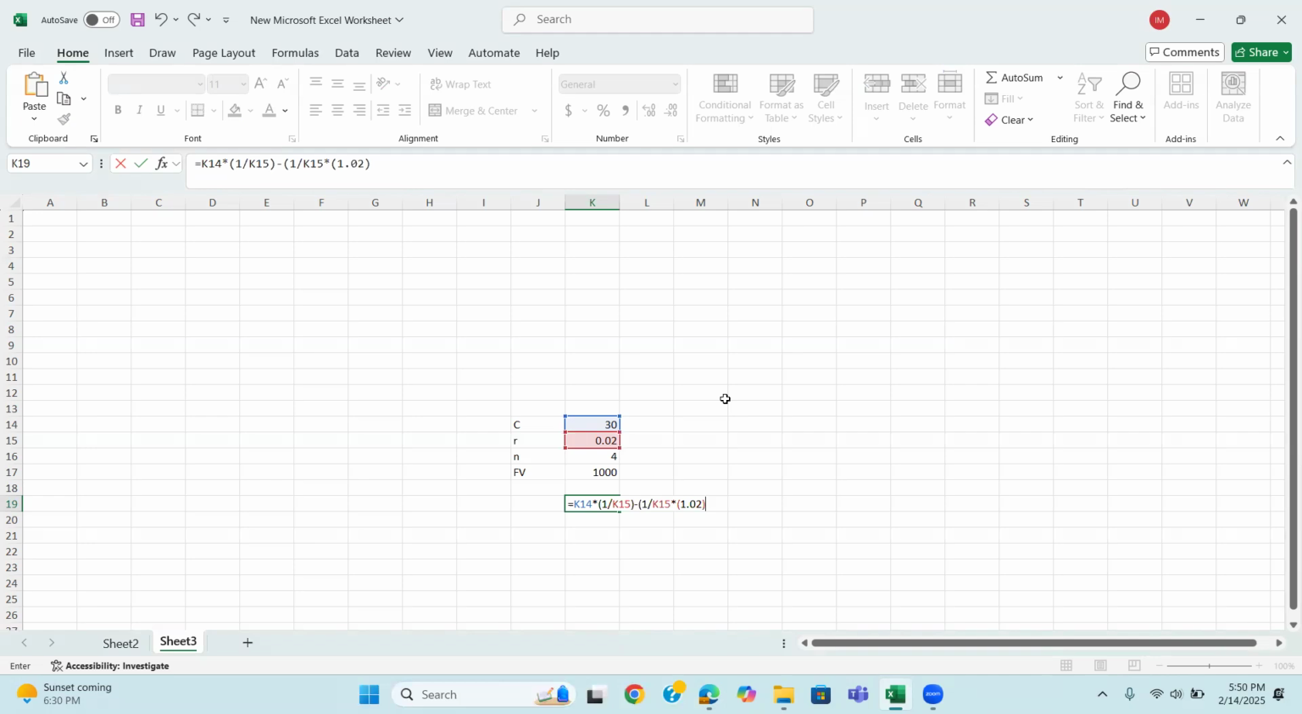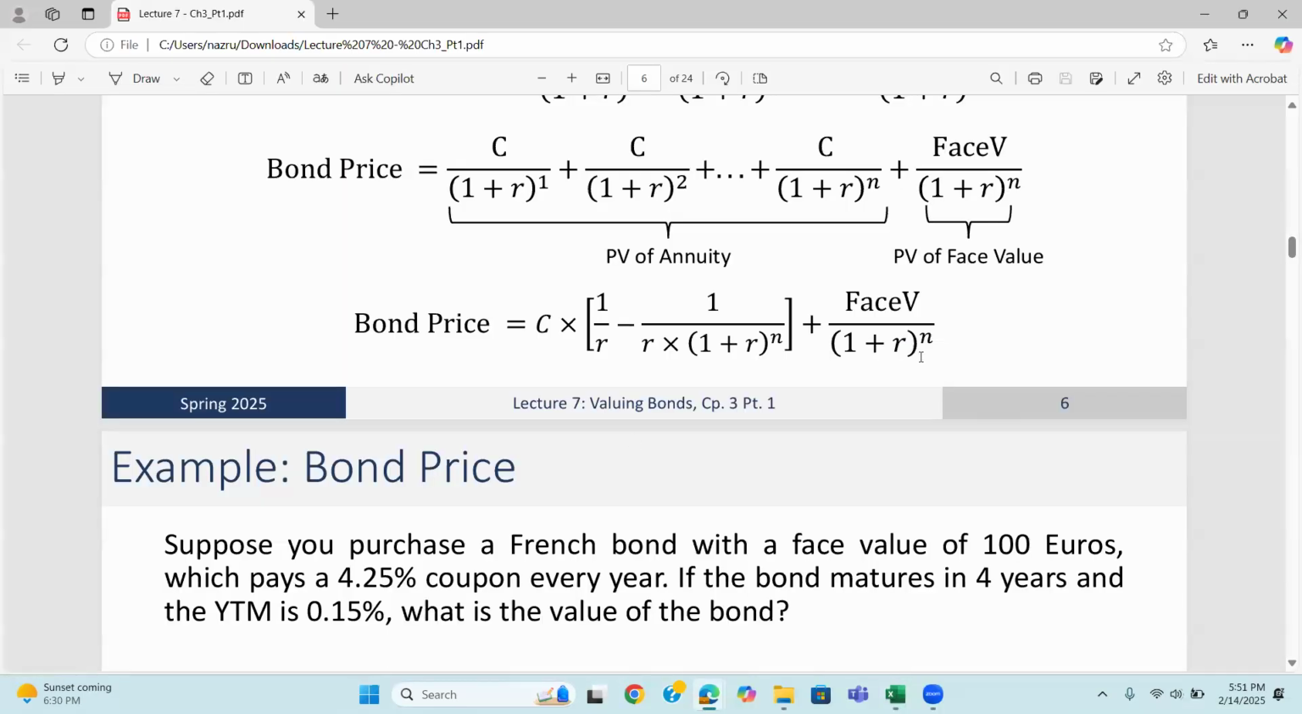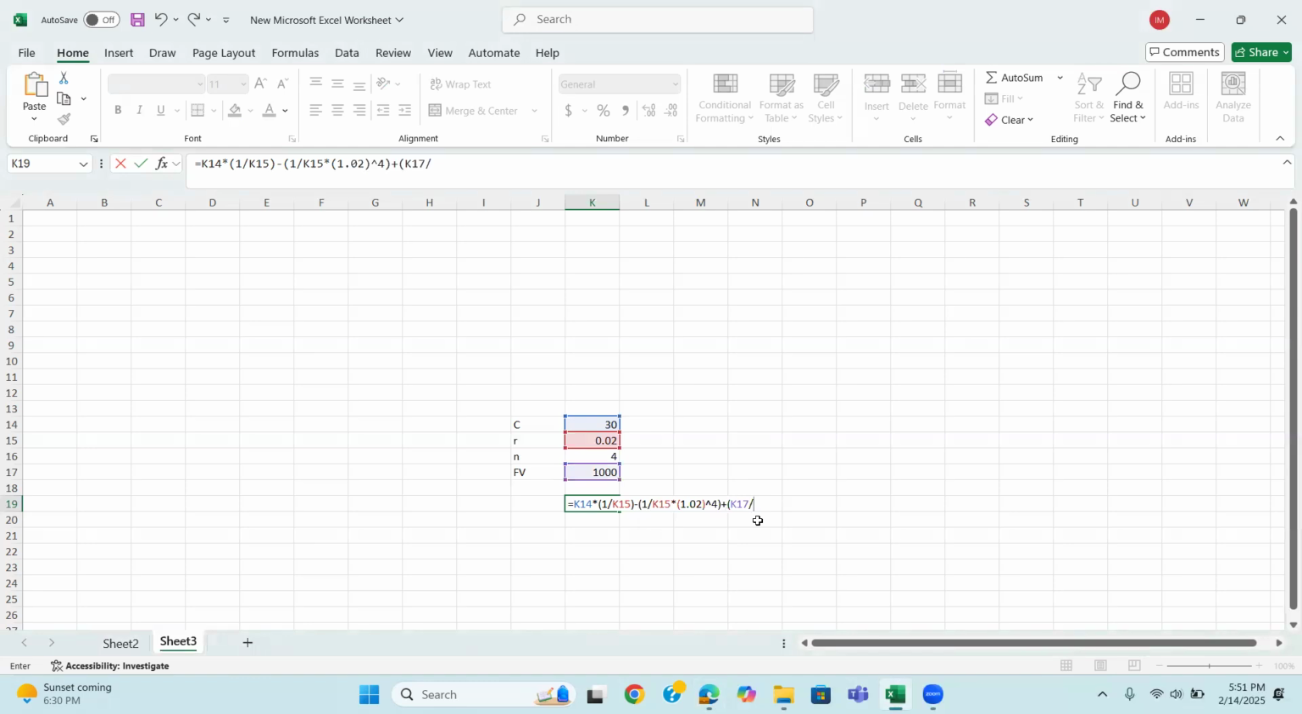1.02. We can write all together over n, 4 years, close the parenthesis. How many do we need? Just one is enough. And then plus we have face value. So our face value, you can put a bracket here, face value over 1 plus R to the power n, right? So our 1 plus R to the power n is 1.02 to the power 4.